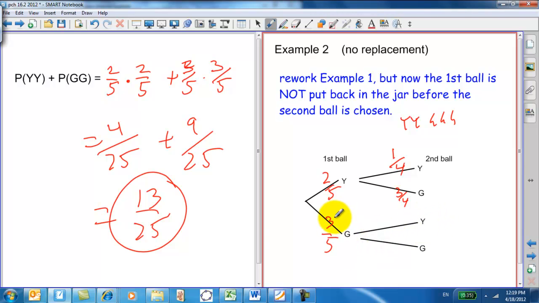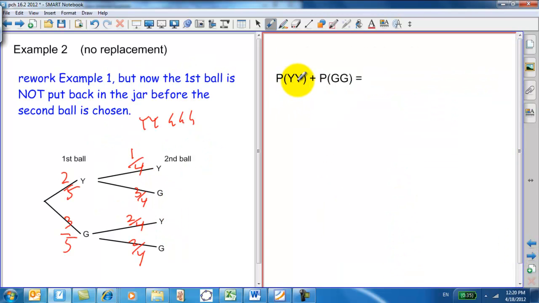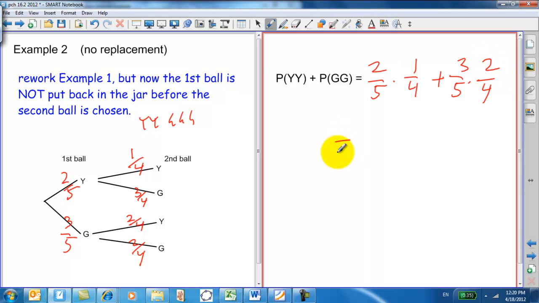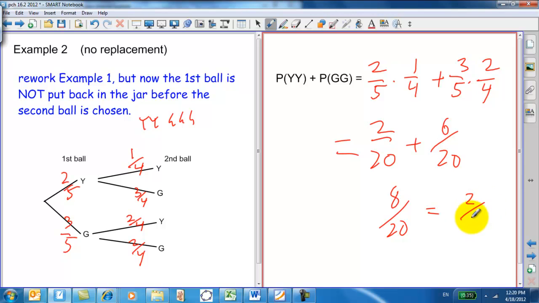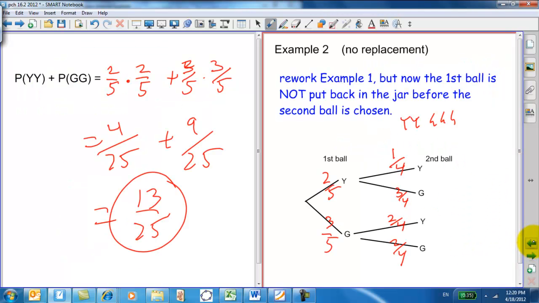Here the second ball is yellow, given that the first ball was green. We still have 2 yellows in there, but it's down to 2/4. And 2/4 for the green. So notice the probability of y changes now. It's 2/5, and the second ball is yellow is 1/4. And green, green then would be 3/5, first ball is green, times 2/4, the second ball is green. So you end up with 2/20 plus 6/20, or 8/20, which reduces down to 2/5. Notice not the same as our 13/25. Not nearly the same.